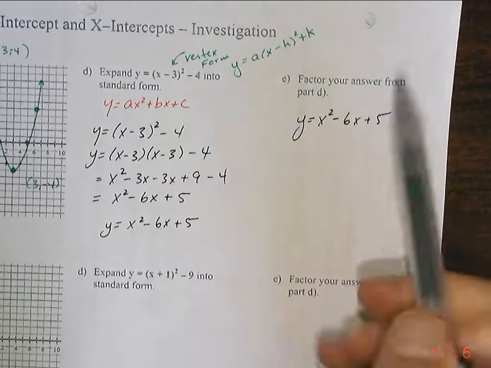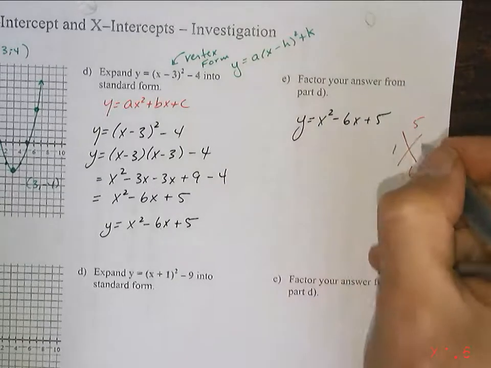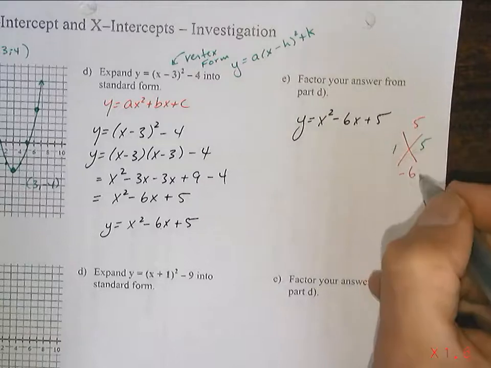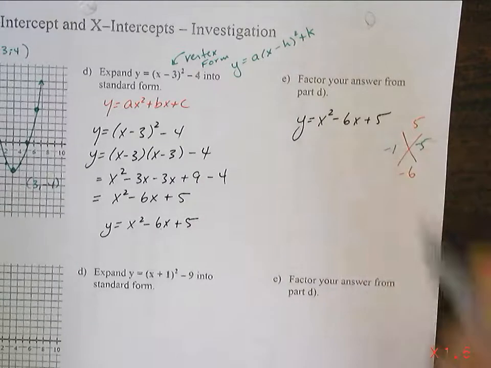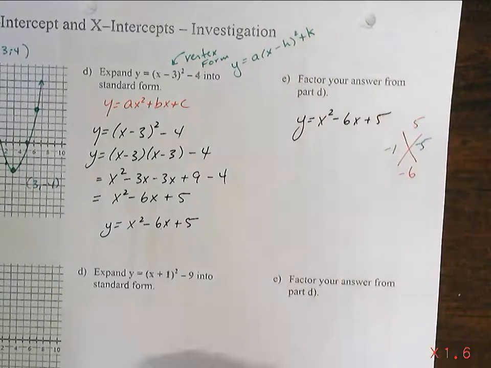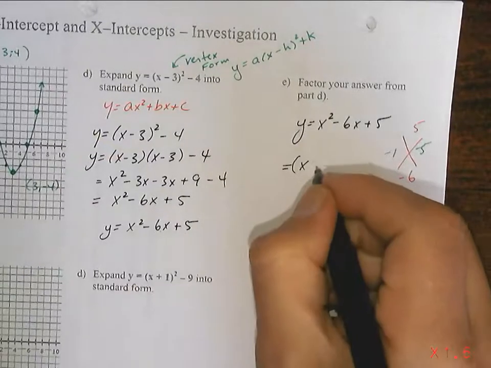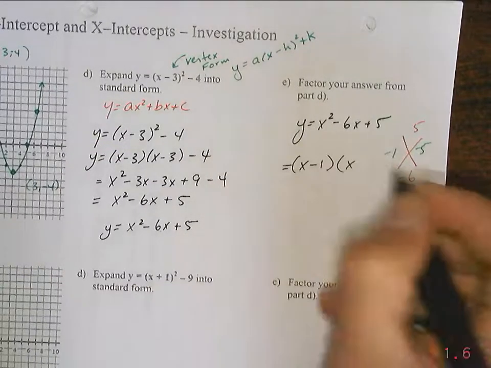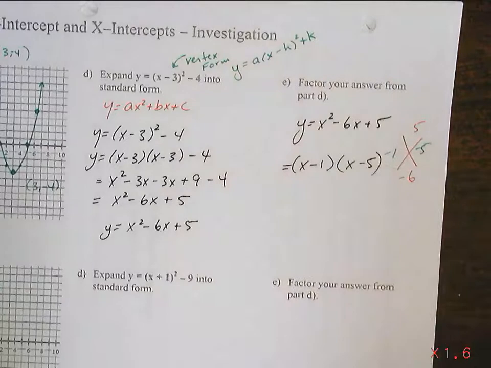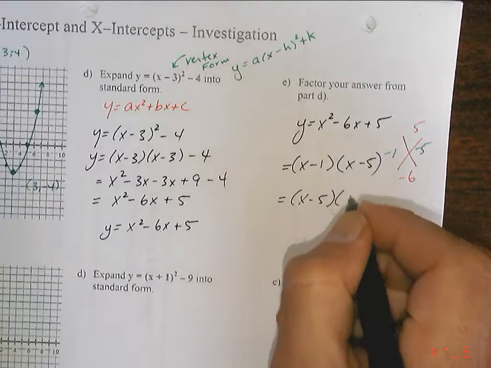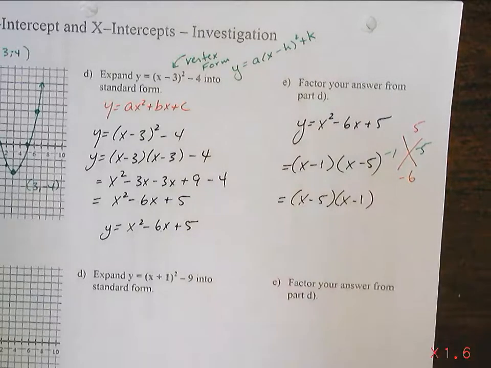So two numbers that multiply to give 5 are 1 and 5. But remember, they have to multiply to give a positive and add to give negative 6. So they're both going to be negative, which means this is going to factor in one step as x minus 1 and x minus 5. And you're done. There is no difference if you write x minus 5 and x minus 1. Order of multiplication doesn't matter.